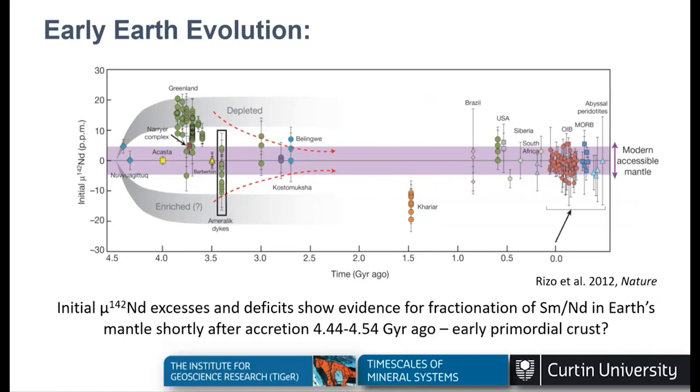And then Annika Rizzo, and I think it was in a paper in 2012, I put it on there, found some dikes, again I think these are from Greenland as well, that have correspondingly low initial 142 neodymium values, in the sample, and enriched reservoir.